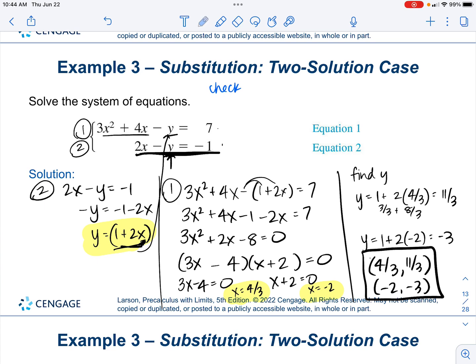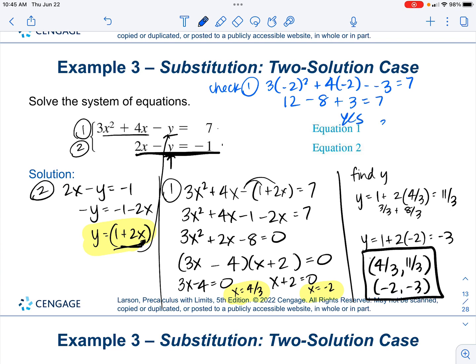All right, so point number 2, -2, -3. I have to plug it into both. So check number 1, 3 times... oops, no, I'm doing the second point. 3 times -2 squared plus 4 times -2 minus -3 equals 7. -2 squared is 4. 4 times 3 is 12. 12 minus 8 plus 3 is 7. So that's a big yes.